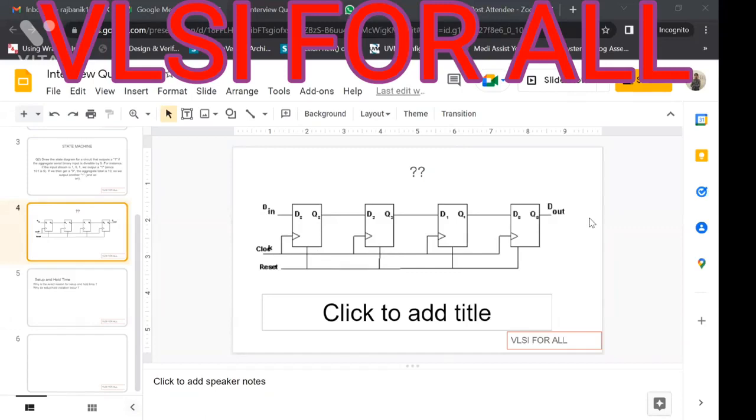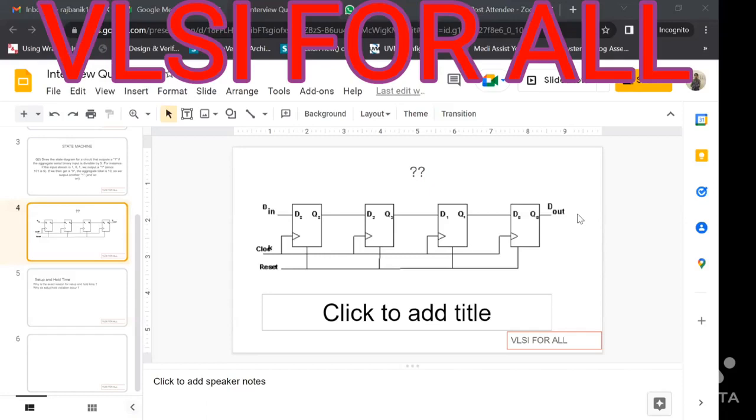So the problem in this circuit is that in 1 clock cycle only, you are getting the D in as the D out. And in a register, this is not desirable. In every clock pulse, you need a change in only 1 flop. But this circuit has a problem that with a single clock pulse, you are getting the D in value captured at the D out. So now you have to tell me what is the problem in this circuit.